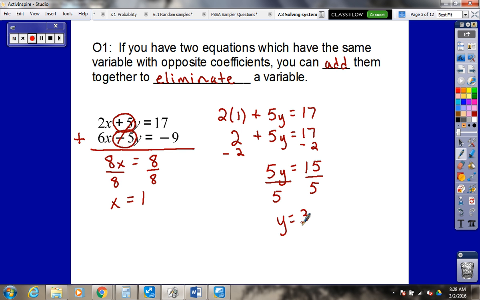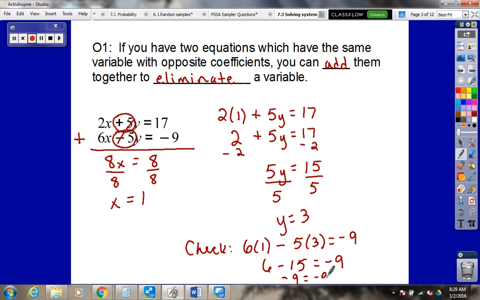And I'm going to check. Always check to make sure you have the right answer. So I'm going to check by putting it into the second equation because I already used the first equation. So we know it works for the first equation. Second equation is 6x, or 6 times 1, minus 5y, which is 5 times 3, equals negative 9. So I have 6 minus 15 equals negative 9. Is 6 minus 15 negative 9? Yep, negative 9 equals negative 9. So I can be sure that I got this right.